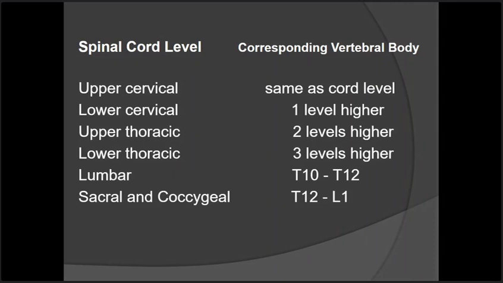In lumbar, all the lumbar, which is 5, the corresponding vertebral body is from T10, T11, and T12. Sacral and coccygeal, the corresponding vertebral body is T12, L1, only 2 vertebrae. And all the sacral and coccygeal, the 6 segments, correspond to the 2 vertebrae, which are thoracic 12 and lumbar 1.